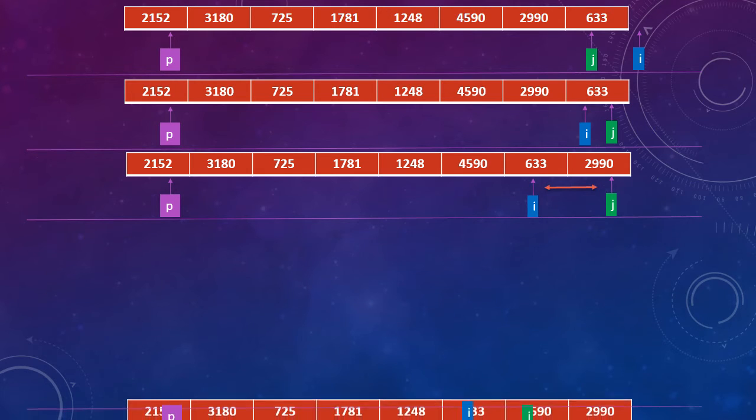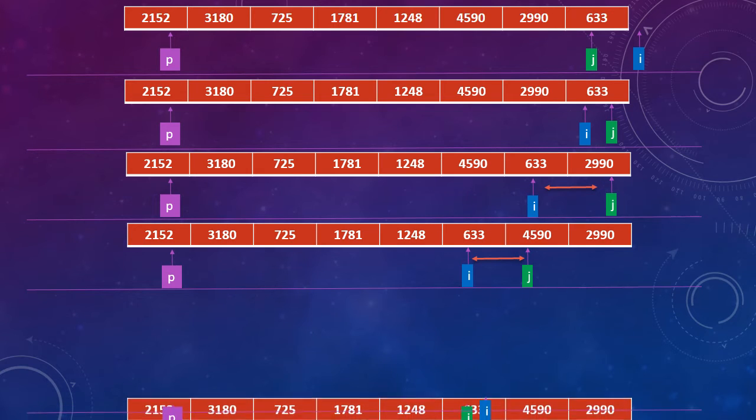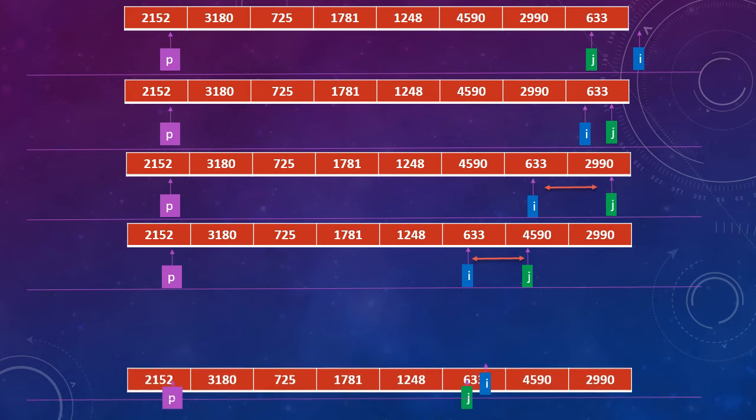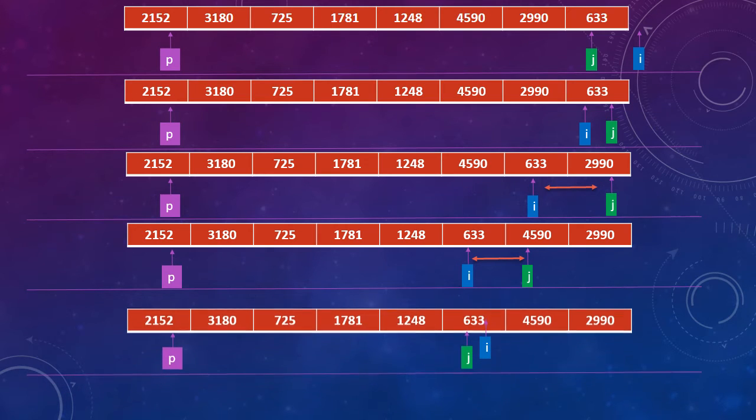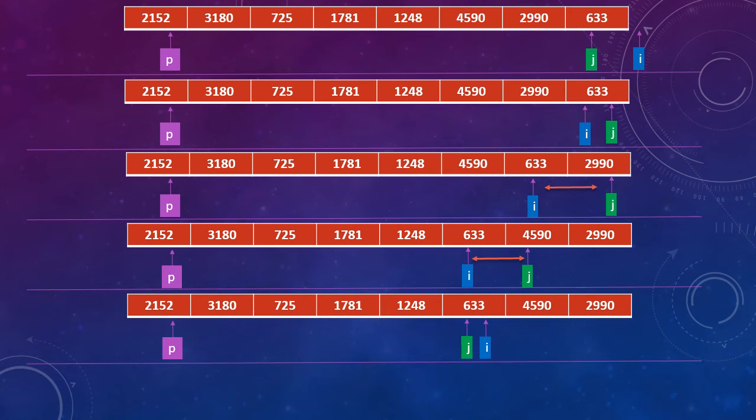Later on, in the fourth step, j is 4590 and i is 633. The pivot element is 2152. As the rule says, if j is less than the pivot, then we have to increase the value of i and later swap i and j. So I have swapped 4590 with 633. Now the i pointer points to 633 and the j variable points to 4590, and the pivot remains constant, the same, 2152.